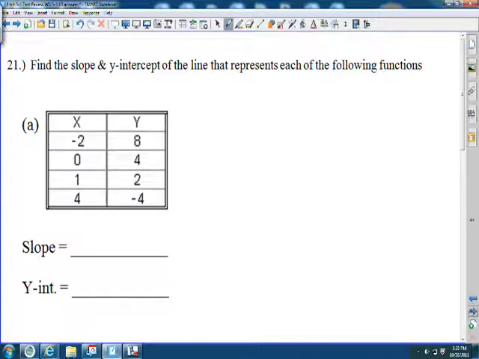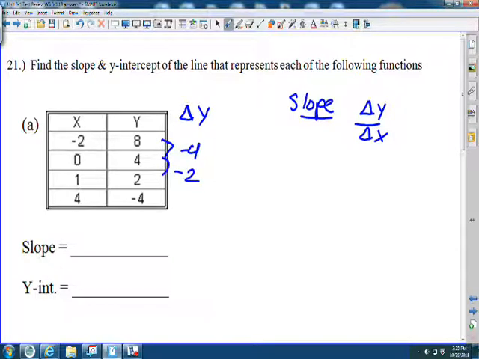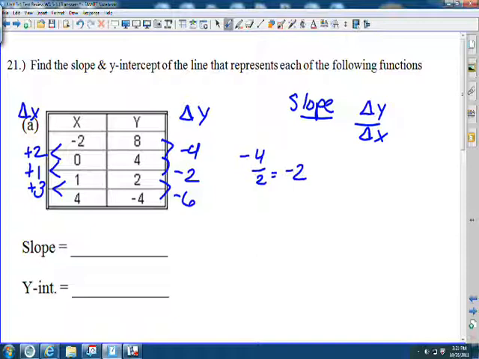Next, okay, number 21. It's talking about find the slope and the y-intercept. Well, the slope, remember, slope is delta y over delta x. The change in y right here is minus 4, minus 2, minus 6. Delta x, plus 2, plus 1, plus 3. So I have negative 4 over 2, which is negative 2. Negative 2 over 1 is negative 2. Negative 6 over 3 is negative 2. That's my slope, negative 2.